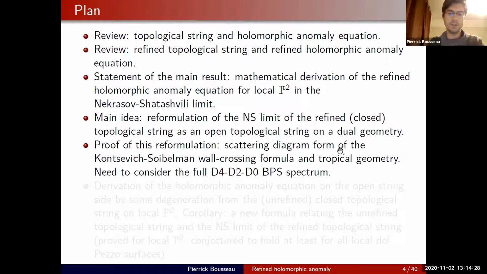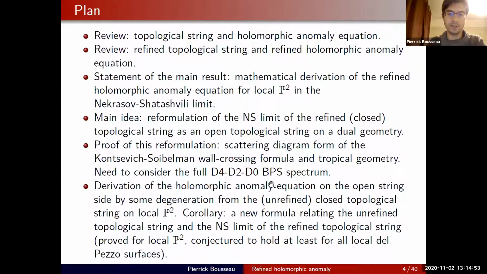The proof of this reformulation will involve a scattering diagram reformulation of the Kontsevich-Soibelman wall-crossing formula in tropical geometry. In particular, even if the topological string is mainly about curves, in this story we'll really need to consider the full D4-D2-D0 BPS spectrum. And once we have this reformulation in terms of open topological string, the proof of the refined holomorphic anomaly equation will be on the open string side, using some connection via a degeneration argument to the closed topological string.